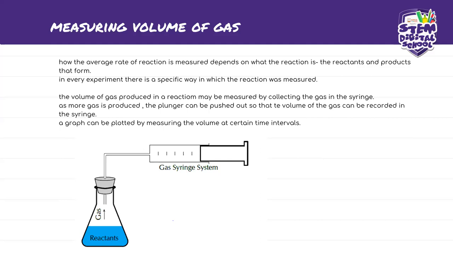Okay, so you see here, this is our syringe and this is the reactant. This is the gas that is formed there. So what happens is it's going to move in there, and this is what you're going to measure. You're going to measure the gas in the syringe.